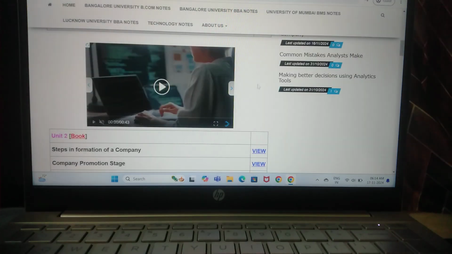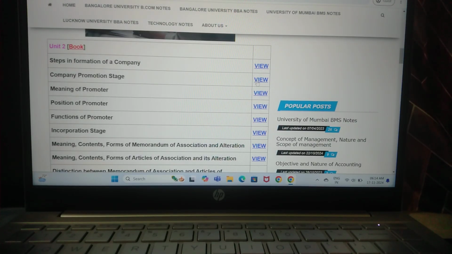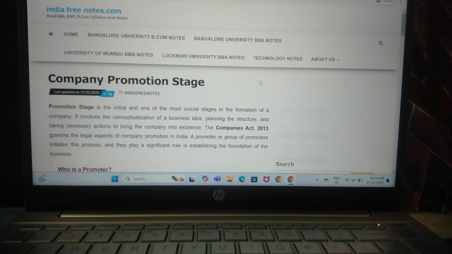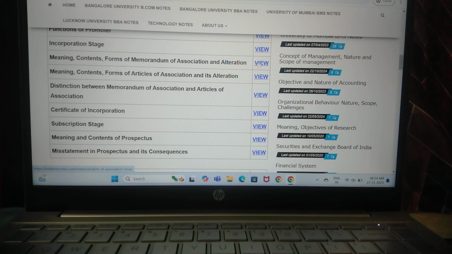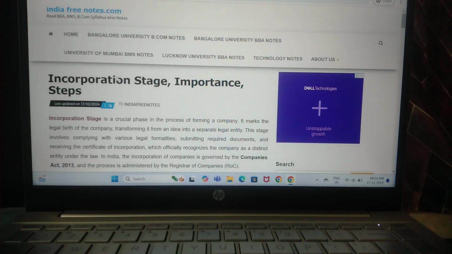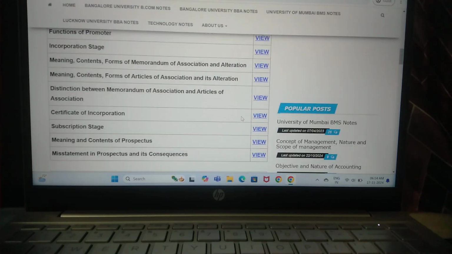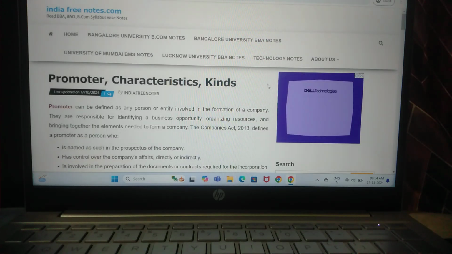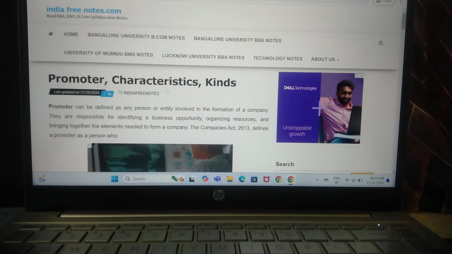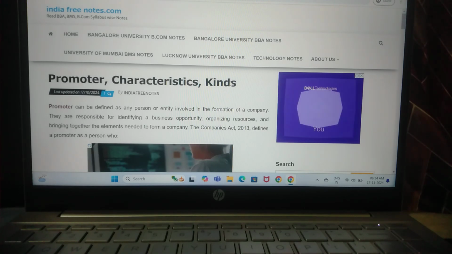The next one, promotion stage. Before going to incorporation we'll see the promoter, because this comes in the promotion stage. Who is a promoter? His characteristics and kinds they have given. So please study on this topic: promoter, characteristics and kinds of a promoter.